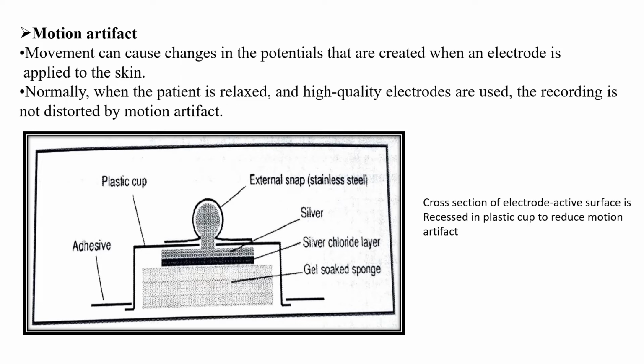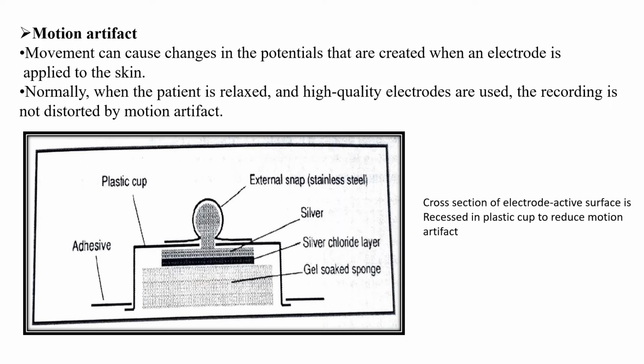Next we are going to see motion artifact. We know that motion is nothing but a movement. Artifact we can call a type of distortion or misinterpretation. Here we can particularly say that the non-polarized electrode will always create a variable noise, that we can call an artifact. Here the movement can cause a change in the potential that is created when an electrode is applied to the skin. This artifact can be reduced by making the patient relaxed and using high quality electrodes. So this will give us a solution to avoid the motion artifact.